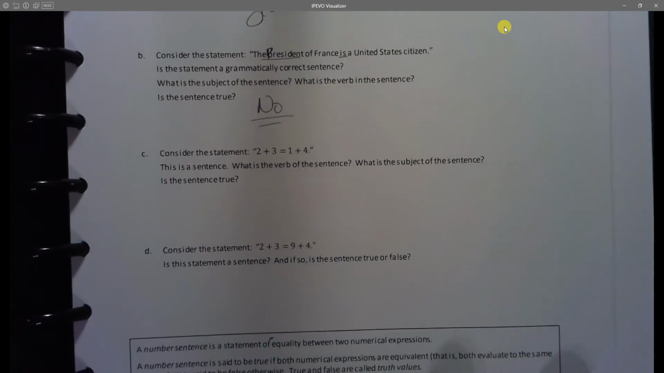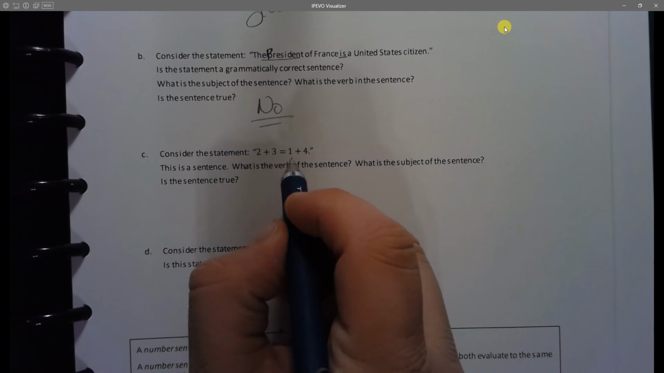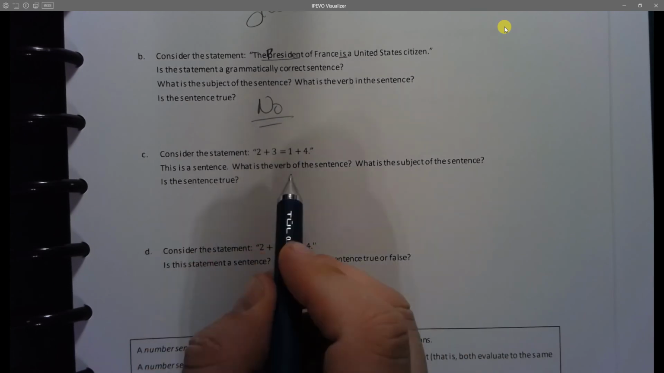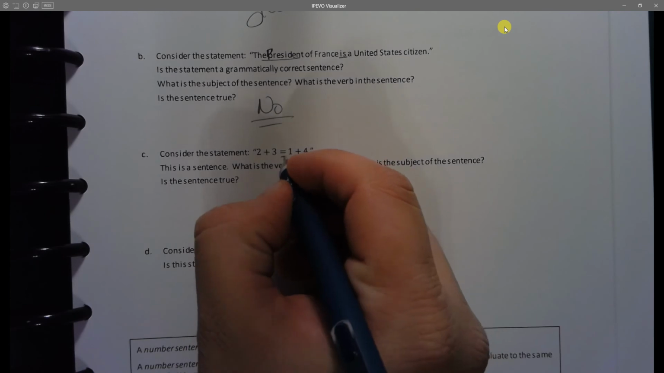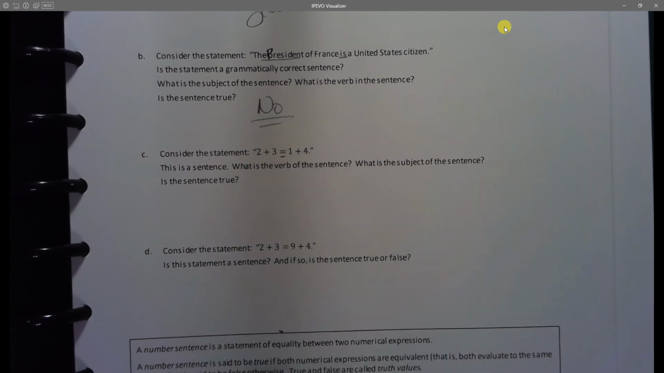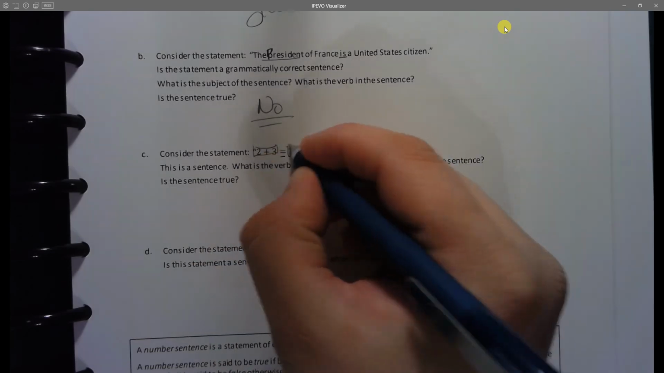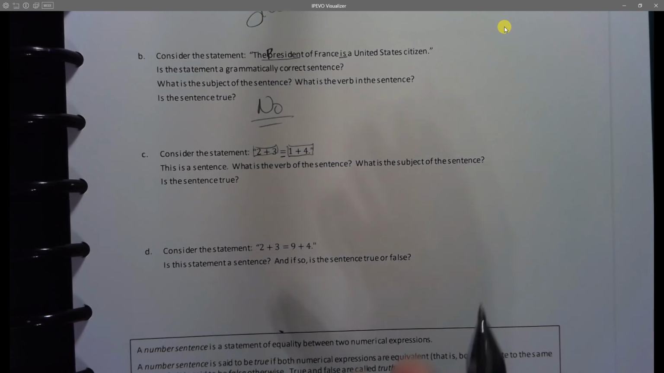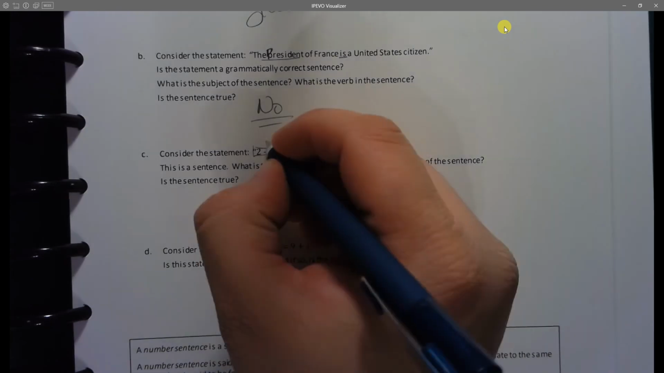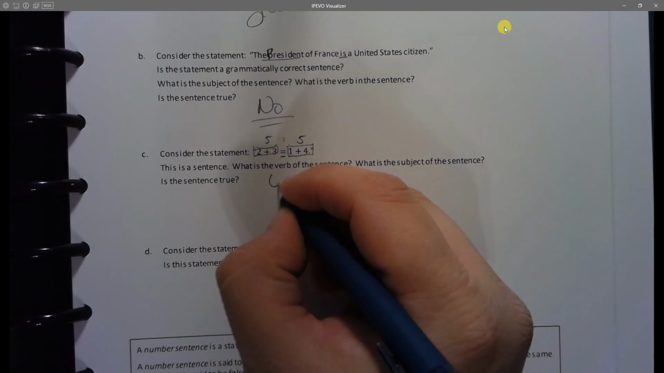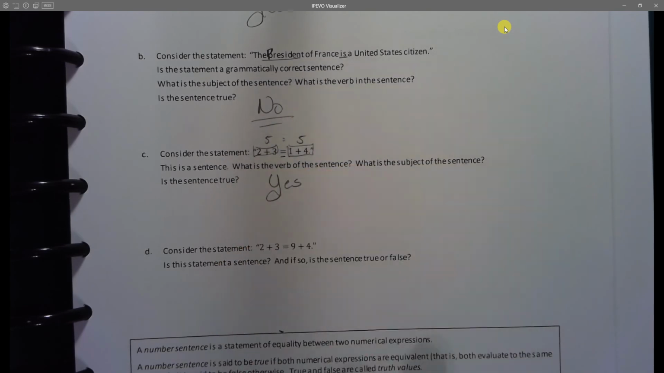All right. Consider the statement 2 plus 3 equals 1 plus 4. This is a sentence. What is the verb of the sentence? Equals is the verb. Okay. What is the subject of the sentence? 2 plus 3 and 1 plus 4. Okay. Is the sentence true? 2 plus 3 is 5. 5 equals 1 plus 4, which equals 5. Yes, this is a true sentence.